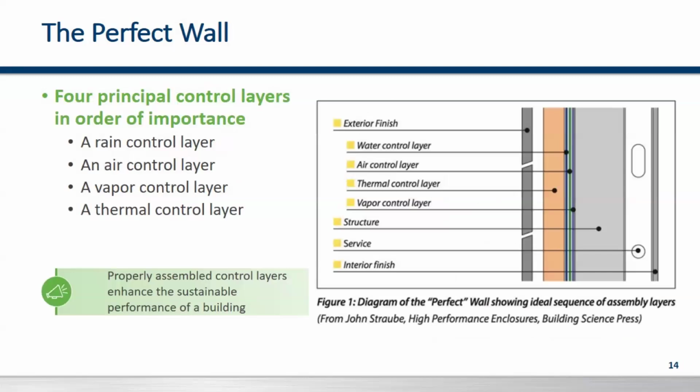For a perfect wall, there are four principal control layers, and here they are in order of importance: rain control, air control, vapor control, and of course thermal control. One thing to keep in mind is that these are in order of importance. For example, if we can't keep the rain out of the wall assembly, we're not going to be able to control the air or the vapor or the thermal performance. Or, for example, you can control the rain side and the air side, but if you can't control the vapor side, once again, we have to have all of these control layers in the wall assembly to create that perfect wall.